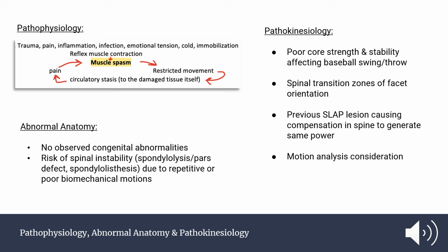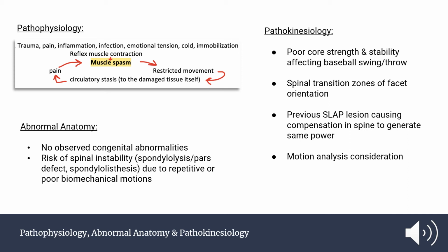In terms of pathokinesiology, so we have poor core strength and stability affecting his baseball swinging and throwing. We have to consider the transition zones of facet orientation. If we look at where he had the most pain, it was T12, L1, and L4, L5, which is close to the sacrum. It's more of the transition zones of the spine, which is kind of common in other athletes as well. Pain there is pretty common actually with gymnastics or ones that involve a lot of extension motions. So that could be attributed to that.